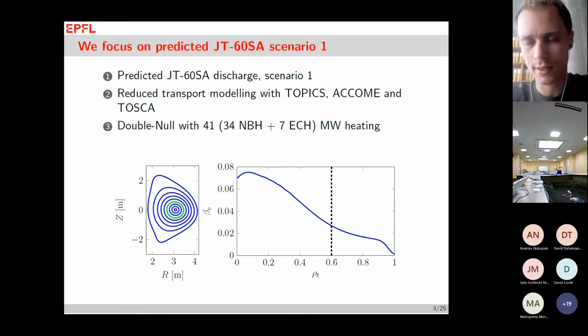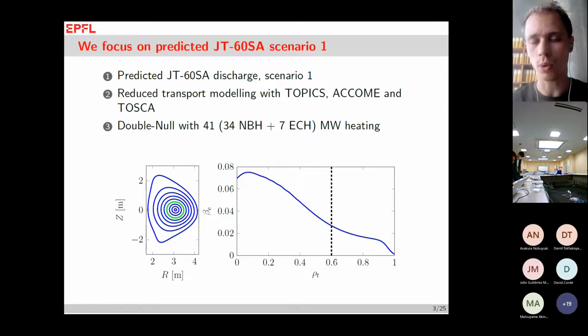The scenario we're looking at is the so-called scenario 1. It's one of the predicted JT6TSA discharges that were predicted using reduced transport modeling. We have profiles and input parameters that were computed with a set of codes: here, TOPICS, ACCOME, and TOSCA. This discharge is characterized by a double null equilibrium, as you can see here on the left, as well as a large value of beta, which is the normalized kinetic to magnetic pressure. It also has a large amount of heating: 34 megawatts of NBI and 7 megawatts of ECH, so 41 megawatts in total.